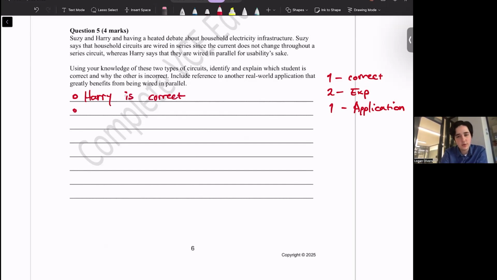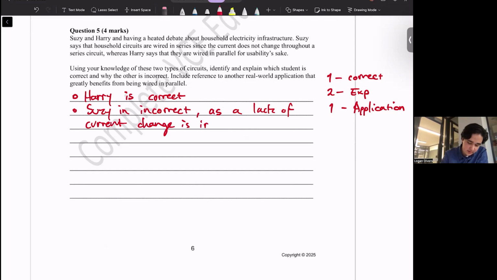Now, this isn't always necessary, but it's a good way to sort of bulletproof your answer. You then want to say that Susie is incorrect. And then proceed to talk about why. Susie's incorrect as a lack of current change is irrelevant to household circuit design.